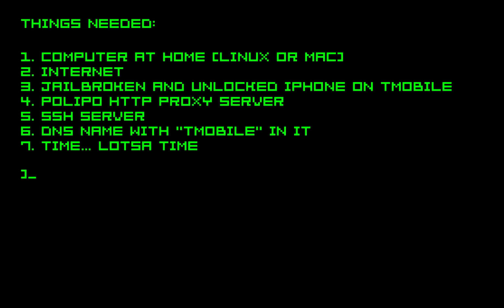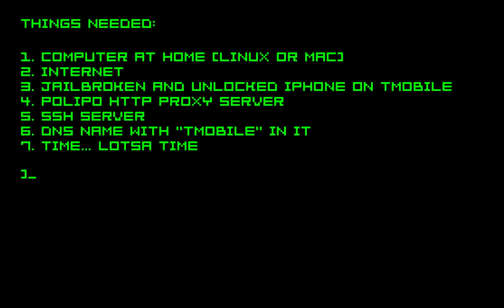Today we're going to be talking about how you can access anything on T-Mobile Edge. Before we get started, here's a list of things you're going to need. First off, you're going to need a computer, that is a server, at home running either Linux or Mac. You're going to need an internet connection on that computer. You're going to need a jailbroken and unlocked iPhone on T-Mobile. Obviously, if it's on T-Mobile, it's going to be unlocked.